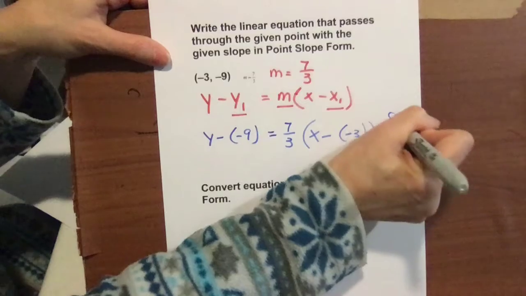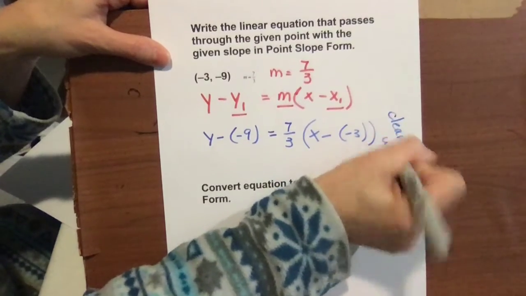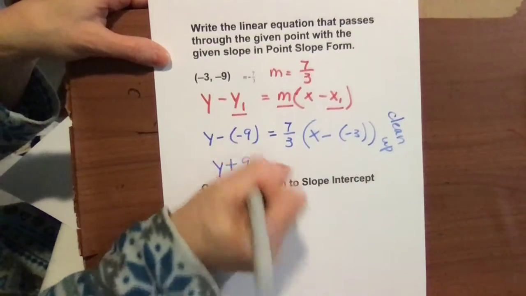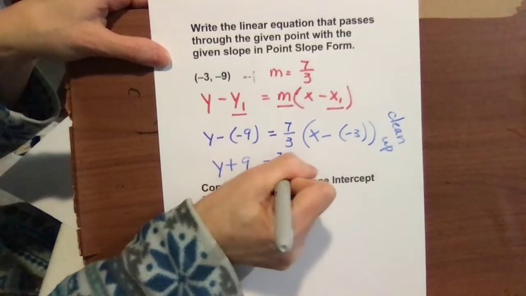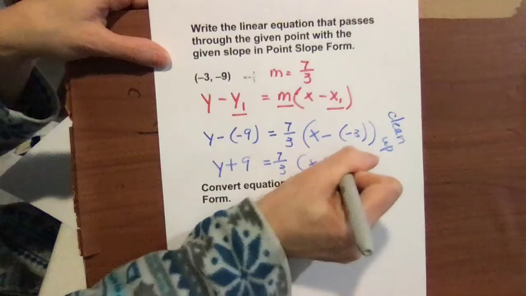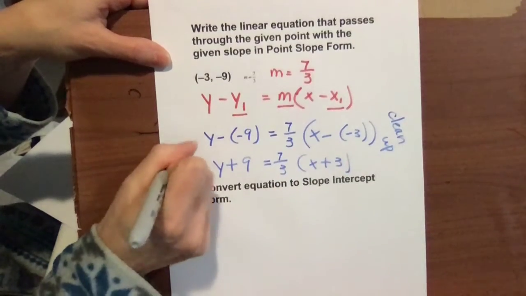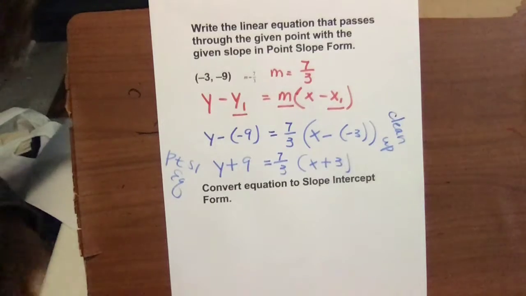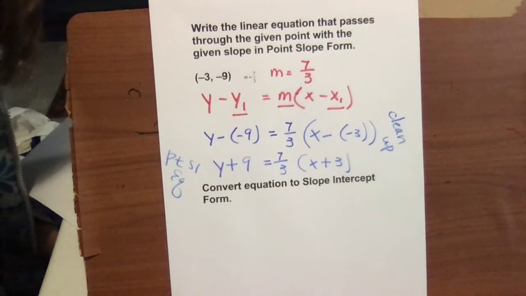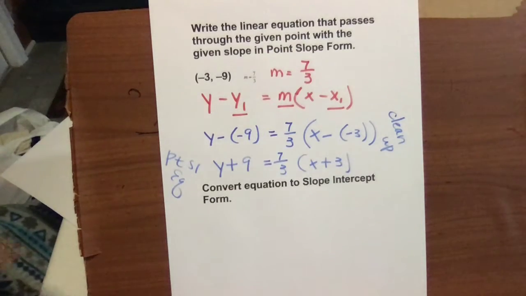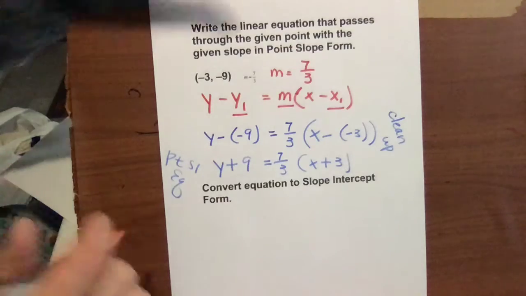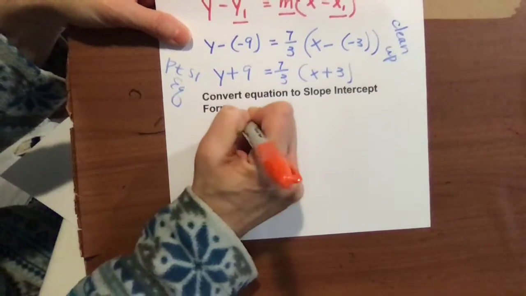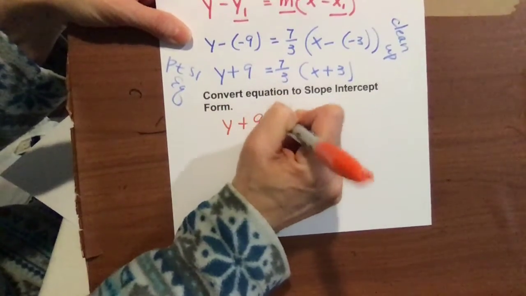Now what you want to do is some cleanup, okay? No double signs. So y plus 9 equals 7/3, x plus 3, and this is your point-slope equation. All right, next, we're going to take that point-slope equation, I'll rewrite it here, and we're going to convert it to slope-intercept, which is y equals mx plus b.